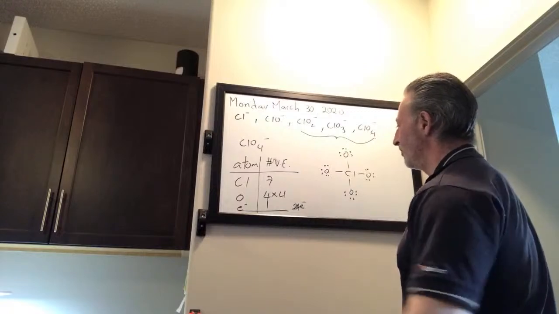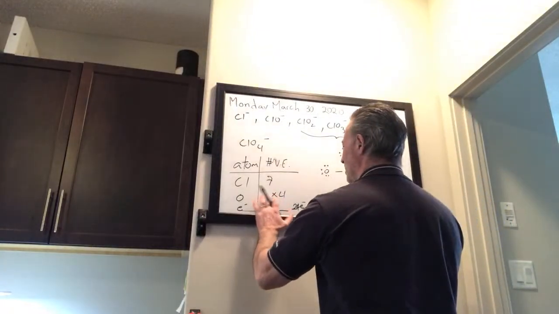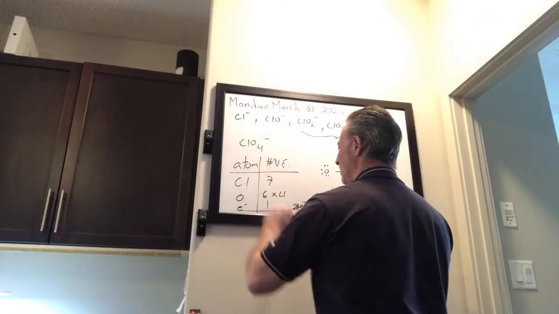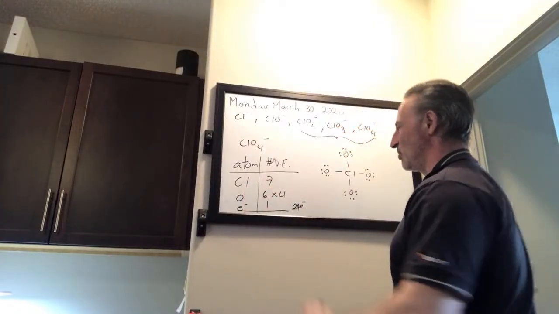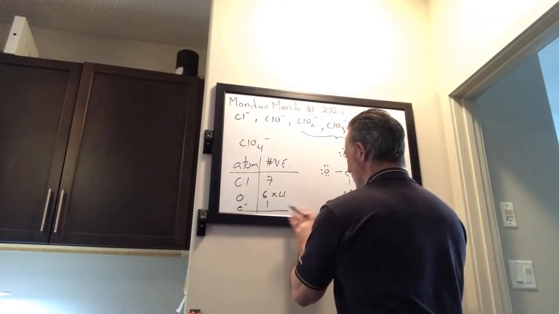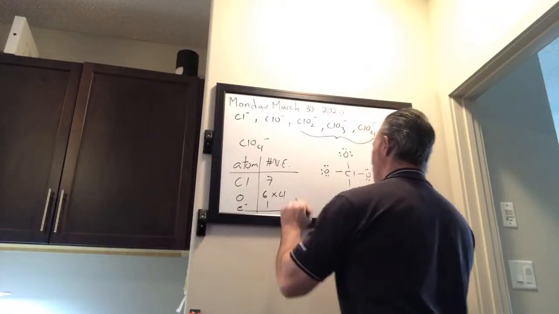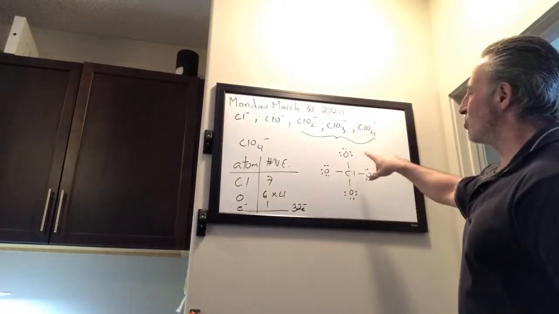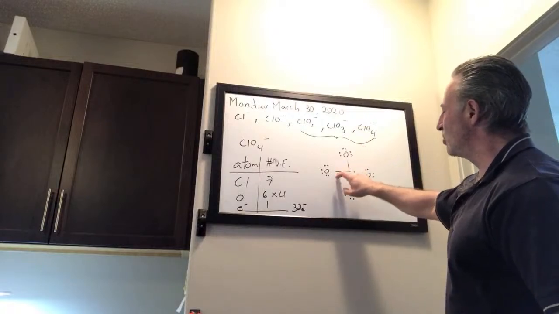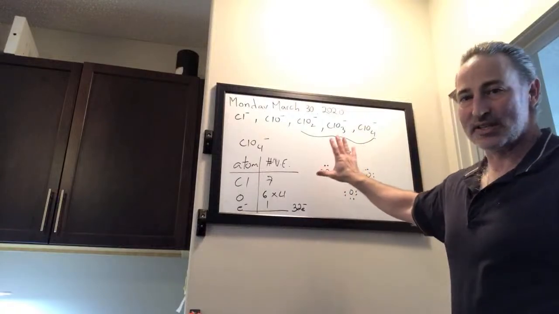I did something wrong, sorry about that. There are 6 electrons in each oxygen atom, so it's 24 plus 8. It's 32. Okay, problem fixed. So 6 times 4 is 24, 26, 28, 30, 32 electrons accounted for.